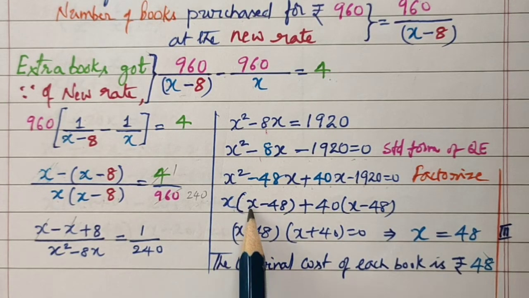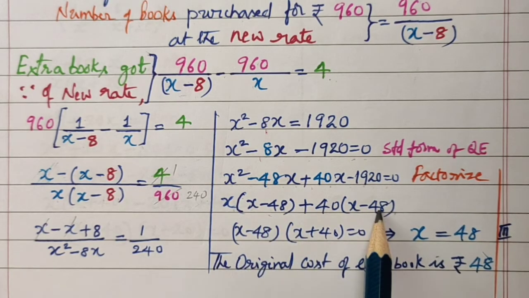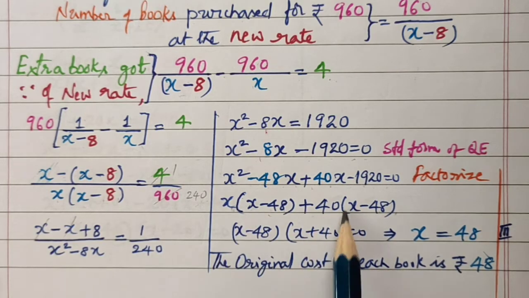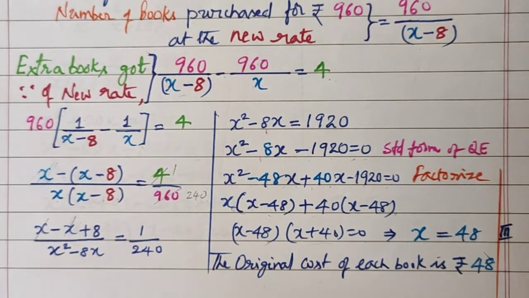Take out x as common: x into (x minus 48) plus 40 into (x minus 48). Take x minus 48 as common. Then what is left is x plus 40 equal to 0. Equate x minus 48 equal to 0. Then x is equal to 48. The original cost of the book is 48 rupees. We neglected the other root because the cost of the book will not be negative. That's why we have neglected it.